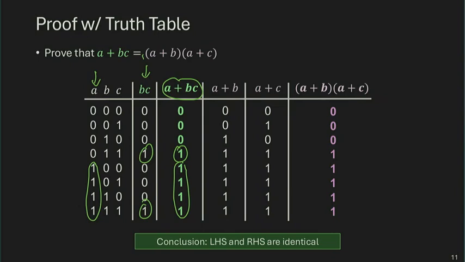The other side of the expression on the right-hand side is a little bit more complicated. There are 2 sub-expressions, A plus B and A plus C. A plus B would be 1 whenever A is 1 or B is 1. So those are all the 1s I got.